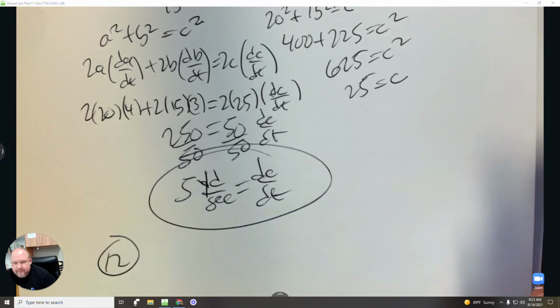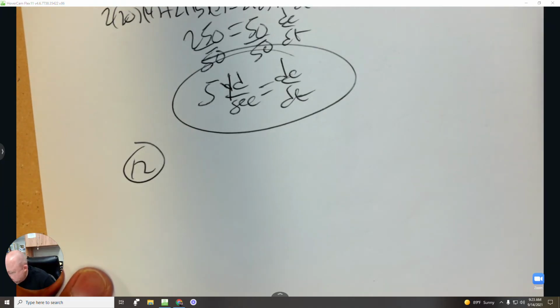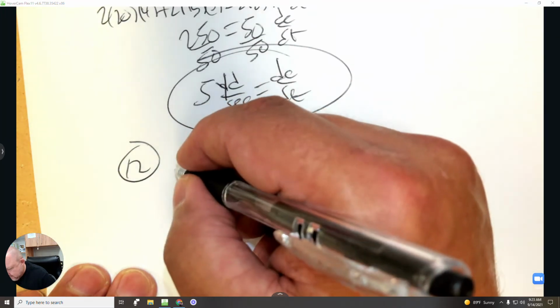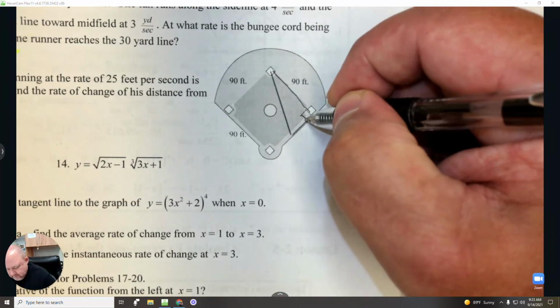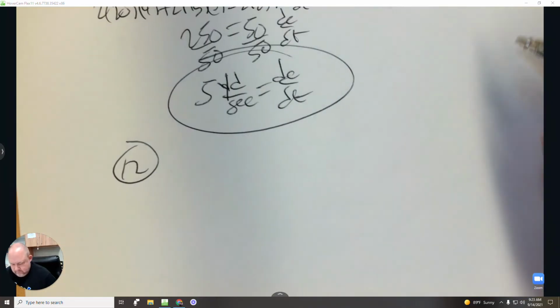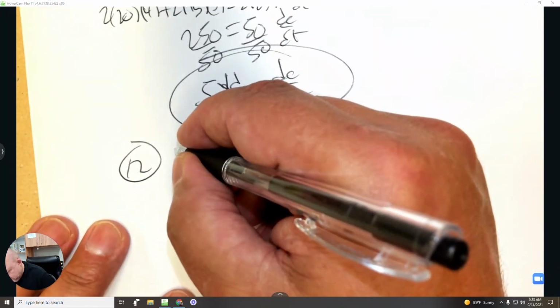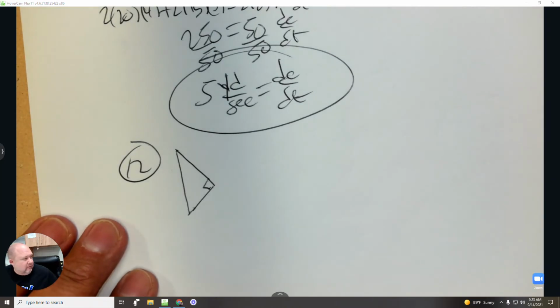Number 12. A base runner who is running at a rate of 25 feet per second is halfway to first base. Find the rate of change of his distance from second base. So there's a triangle there. So if you see a picture in your book, I'm just going to redraw this triangle here, and it's a right triangle. So there's the right triangle.